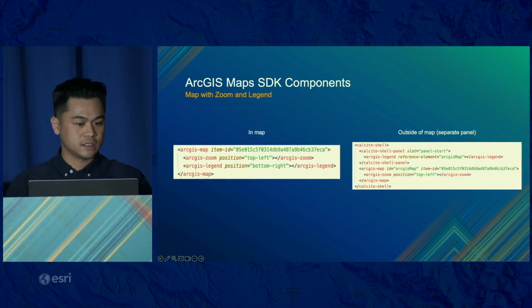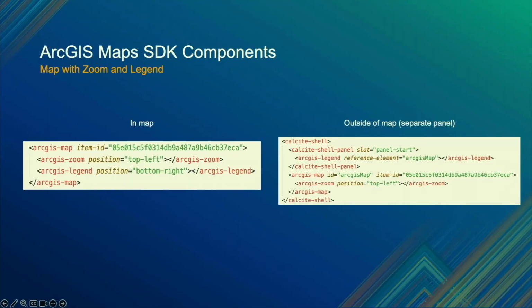So I have a couple graphics here on using the Maps SDK components. If you focus your attention on the left, it's pretty simple. This is an example of how to get a map rendered with the zoom tool and the legend tool. You'll see that there's the ArcGIS map tag with the item ID attribute set to an ID. And in there you have both the zoom and the legend nested, with the positioning set with the attributes. And now if you want to render out a map component outside of the map, if you focus your attention on the right, you can do that by using an ID and the reference element attribute.